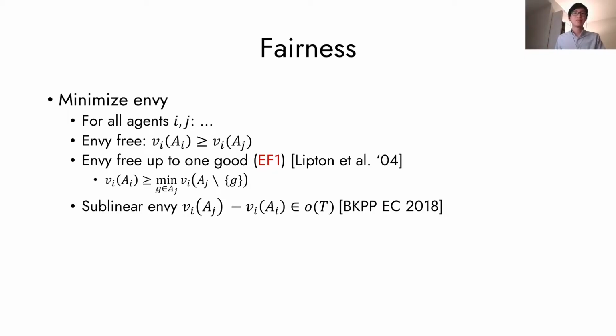So still, this fairness criteria of sublinear envy is basically as weak as it can get, though Benade et al. show that this is optimal for envy in the online setting by giving an omega square root T lower bound on maximum envy.